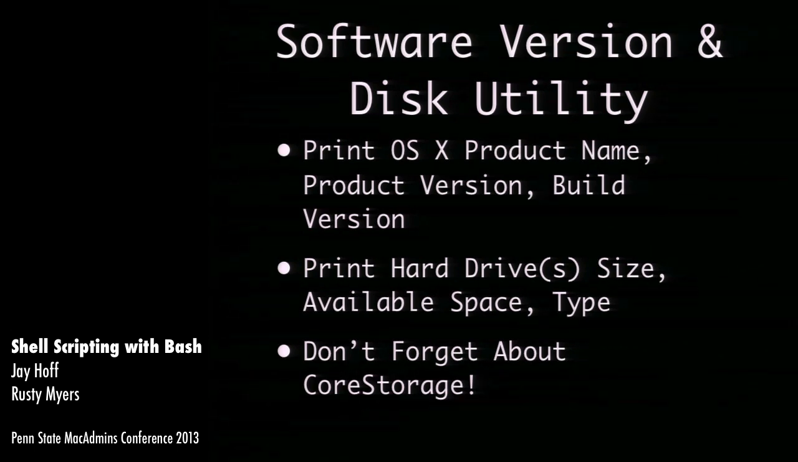Okay, go ahead. All right, so next we're going to talk a little bit about software version and disk utility. Here we want to get the OS X product name, the version, and the build version. Also, we're going to print out hard drive information: the size, available space, and the type. And then finally, core storage.